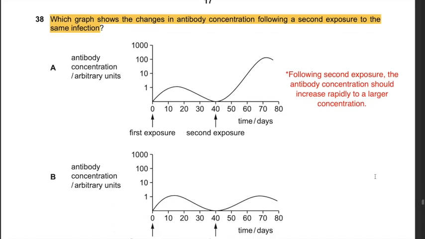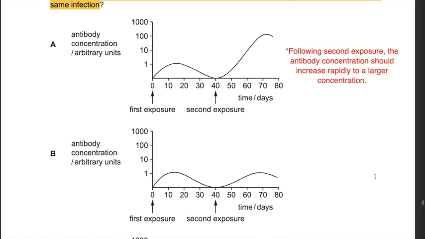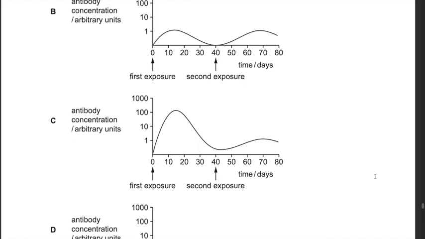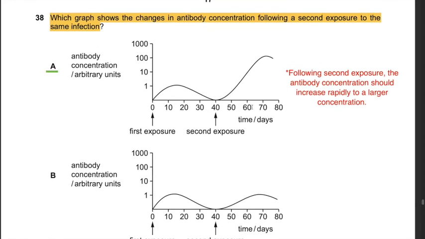Question 38. Which graph shows the changes in antibody concentration following a second exposure to the same infection? If the person is exposed to the same infection for the second time, then there will be a rapid rise in antibody concentrations. Therefore, the only answer with a rapid rise in antibody concentration over time is A.